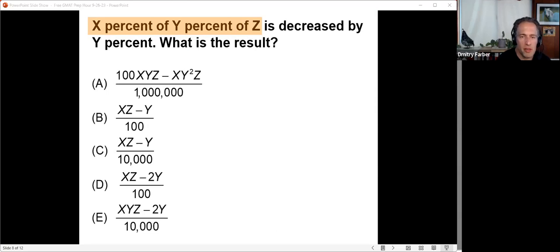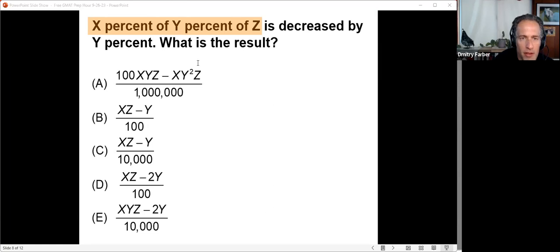So I've got 2%, so I'm going to have 100 times 100 on the bottom. Now I might or may not cancel some of those hundreds later, right? But what about on the top? Okay, I'm going to multiply X and Y. What about the Z? Do I multiply that too?